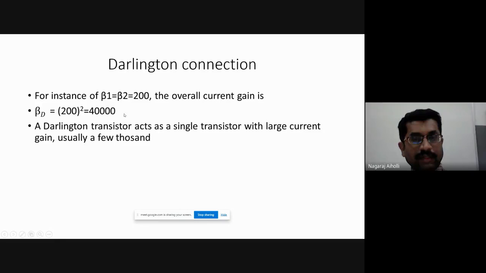Right. A Darlington transistor acts as a single transistor with large current gain because the beta value of the first transistor will be multiplied with the beta value of the second transistor. And the typical value of beta D, that is Darlington current gain, is in terms of thousands. It is in terms of thousands. Okay.